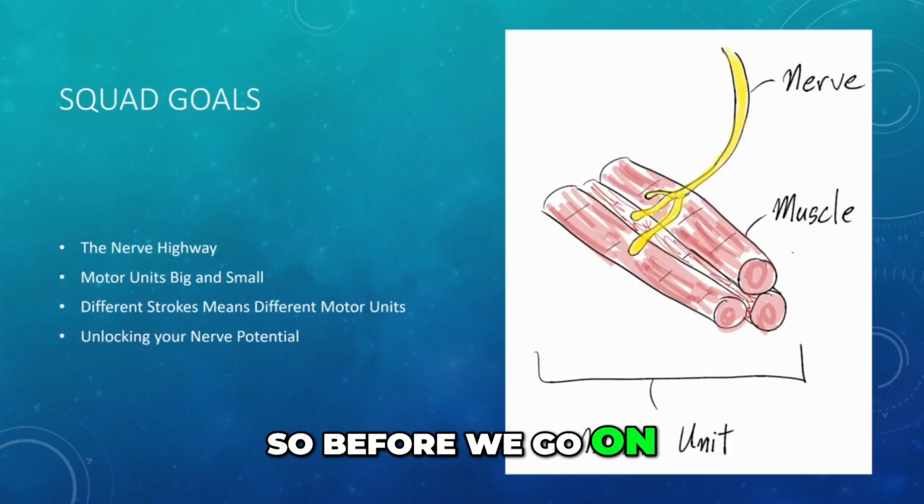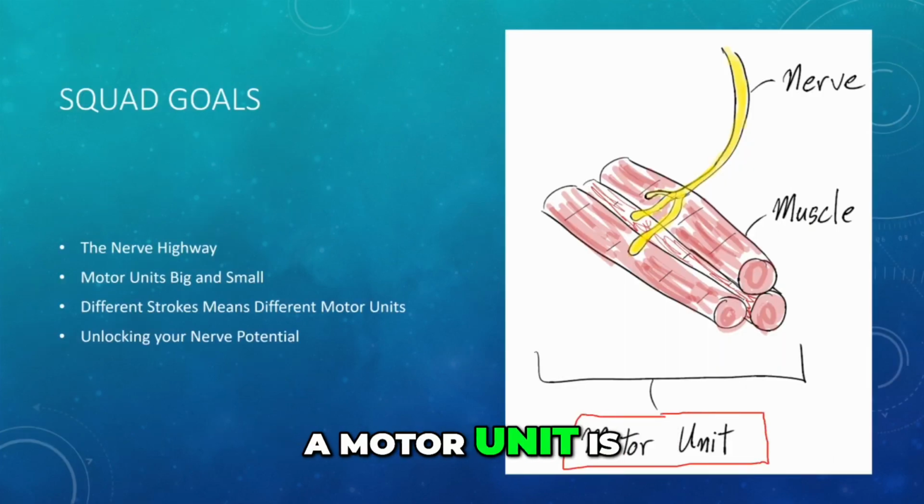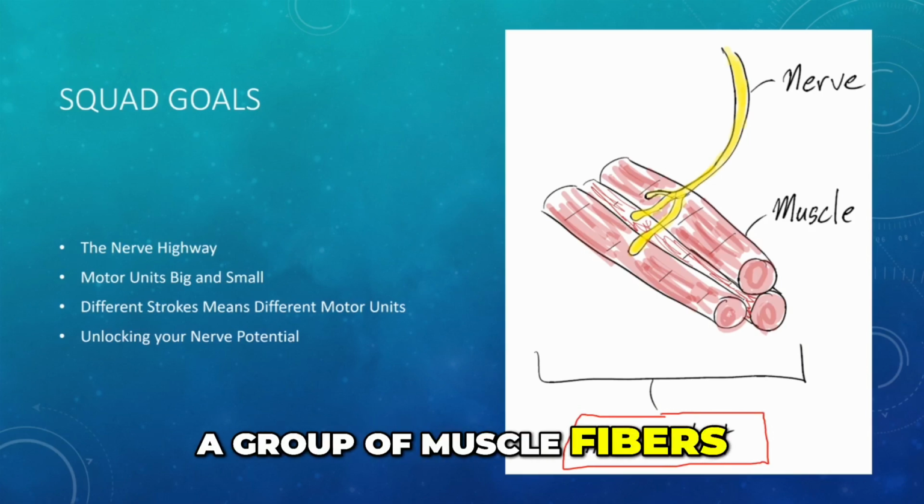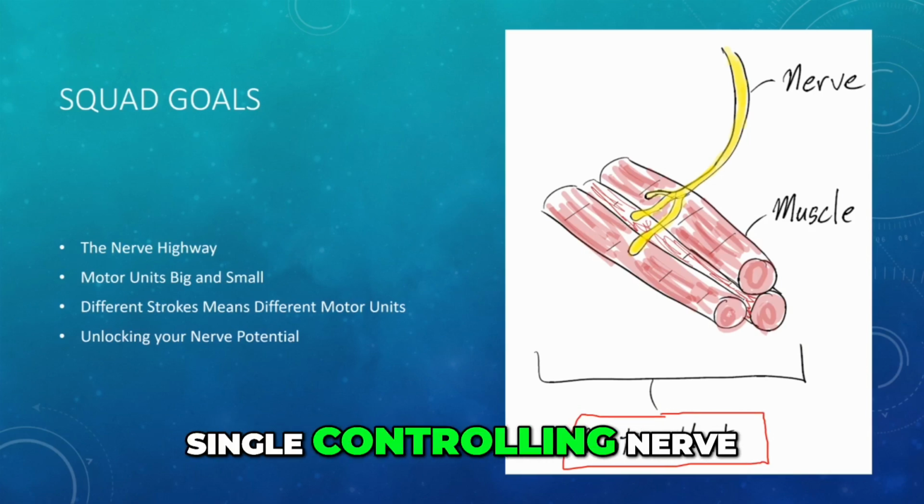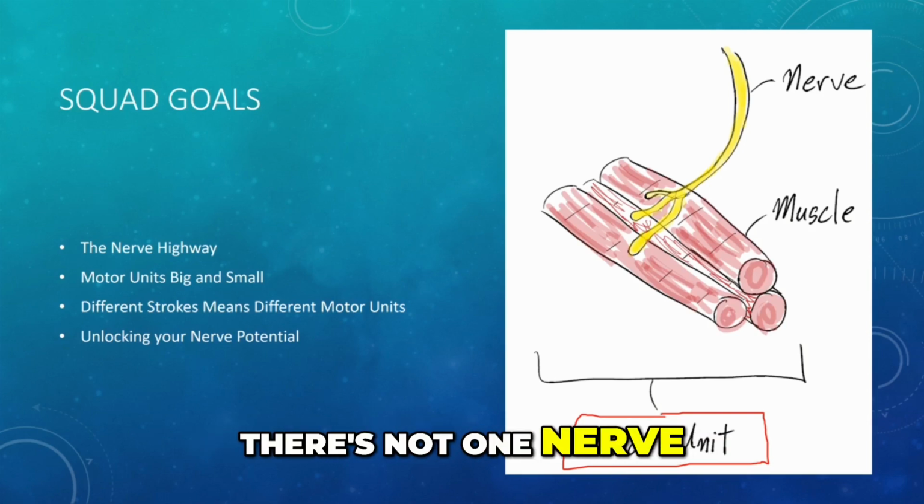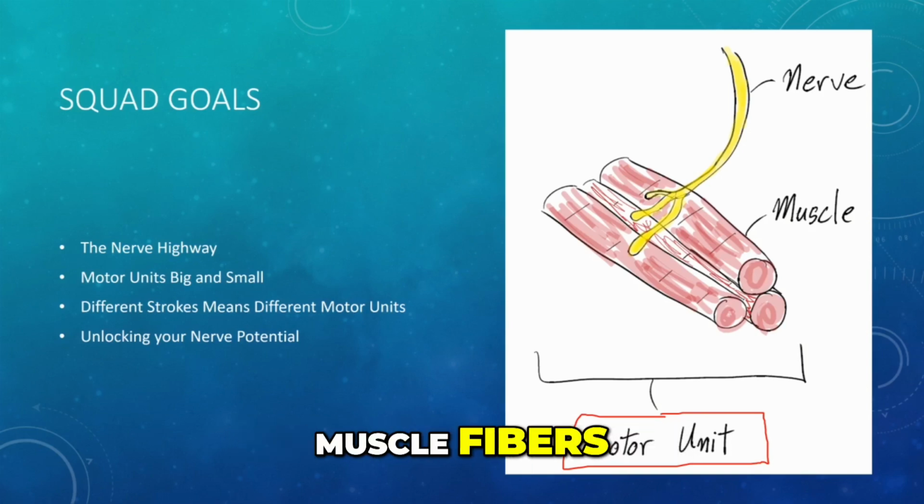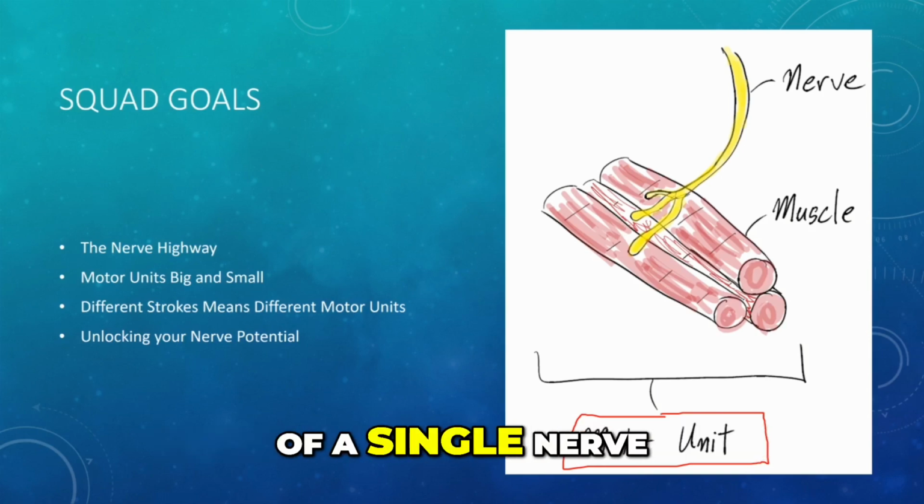So before we go on, what is a motor unit? So this is right down here. A motor unit is a group of muscle fibers, a group of muscle cells attached to a single controlling nerve. So in general, there's not one nerve for every muscle fiber in the body. There's just too many muscle fibers. You would never be able to control them all individually. So what the body's done is it groups muscle fibers to work together under the direction of a single nerve.